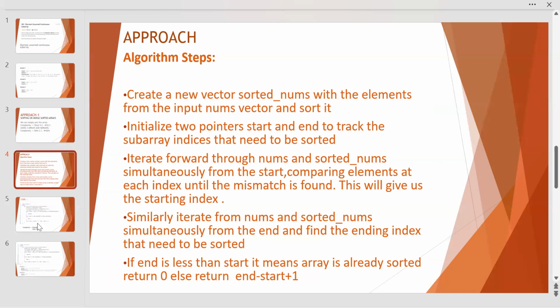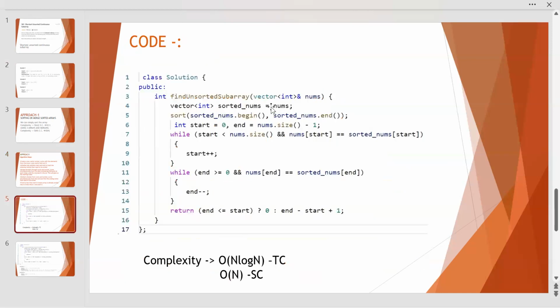Now let us look at the code. The very first step that we are doing, in line number 4, is creating a vector sorted nums in which we are copying the elements of our nums vector. In line number 5, we are going to sort that particular vector. Now we have both the vectors nums as well as sorted nums. The only difference is that nums is not sorted and sorted nums is a sorted vector.